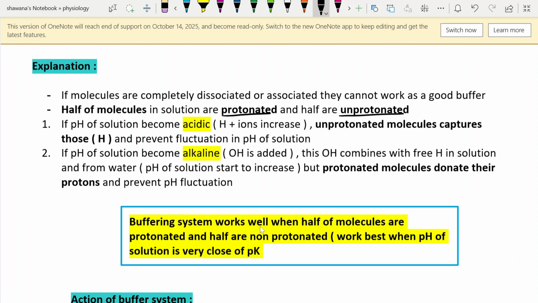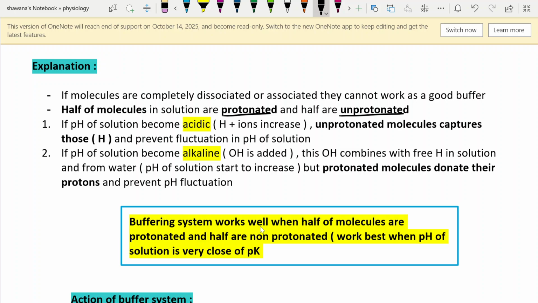Buffer has a protonated system and an unprotonated system. The protonated molecules of the buffer will start to donate their protons to maintain the pH of the system, to maintain the pH of the fluid. So protonated molecules will start to donate their hydrogen ions, and they prevent the pH fluctuation. Okay, so what do we conclude from it?